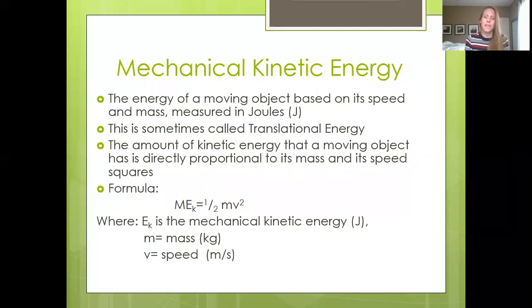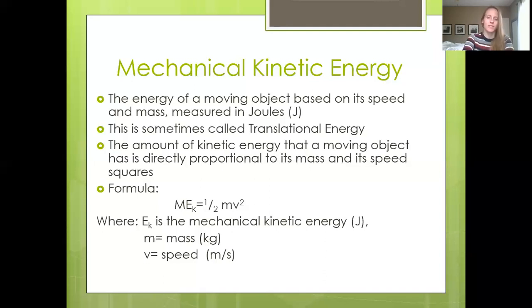Then we get into the mechanical kinetic energy, which is the second super important type of energy calculation that we're going to be doing, the first being the gravitational potential energy. Mechanical kinetic energy is just the energy of a moving object, so that's like falling or sliding, based on its speed and its mass. And of course, it's measured in joules. This is sometimes also referred to as translational energy, but for our purposes, we're going to be calling it mechanical kinetic energy.